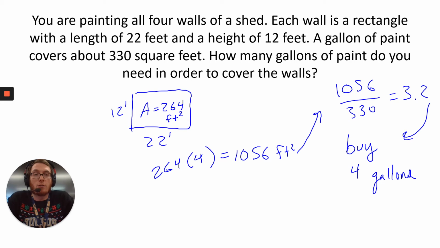You get 3.2. Now, if you've ever had to paint large areas before, like the walls of a house, you should always end up with a little bit extra paint just in case, because you never know how it's going to dry or if you have to do another coat and things like that. And so in this case, you'd buy 4 gallons, even though you only need 3.2.